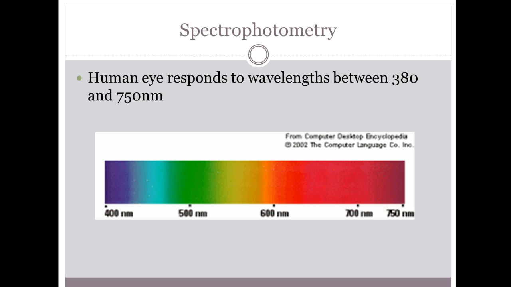In case you were curious, the human eye responds to wavelengths between 380 and 750 nanometers. So we're actually able to see this range. And as you can see, you have different colors as you go through. The blue is on the 400 nanometer side and red is on the 750 nanometer side.